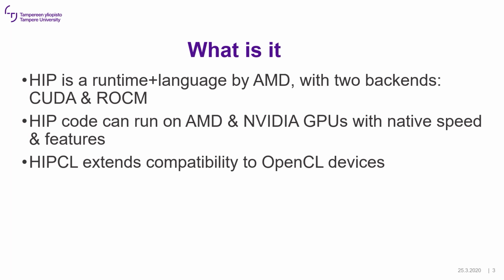HIP is a relatively new language and runtime created by AMD as a direct competition to CUDA. It allows creating software which uses advanced features and full performance of NVIDIA and AMD GPUs. Unfortunately, it's still limited to those two vendors only. HIPCL is an attempt to bridge HIP to any device with sufficient OpenCL capabilities and find the limitations of this approach.